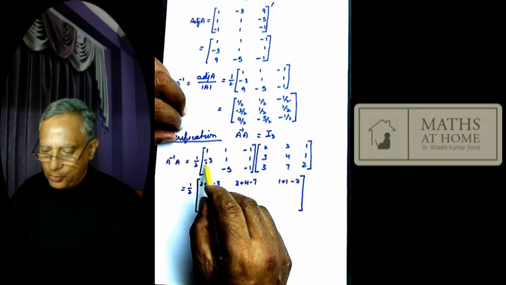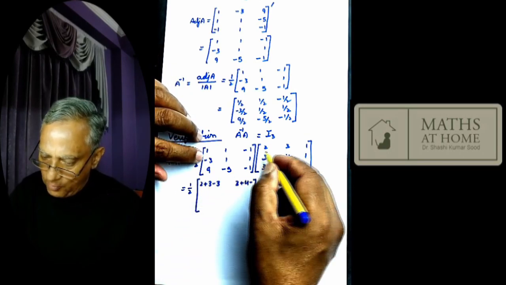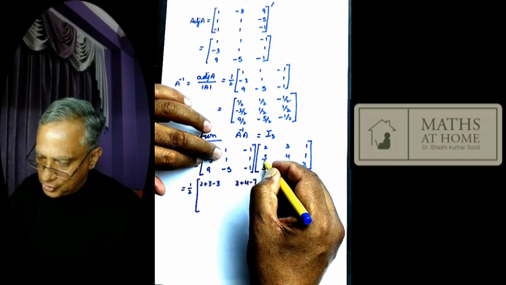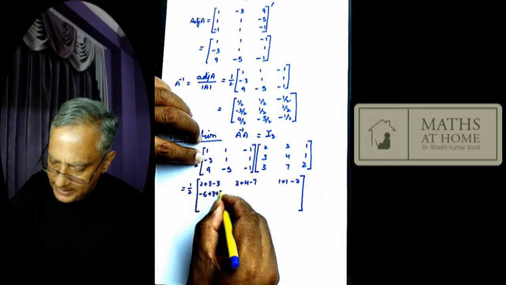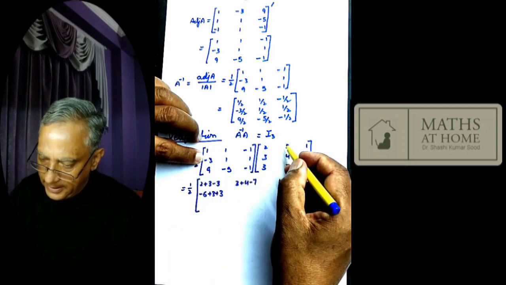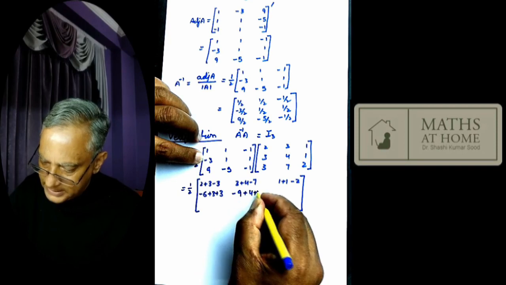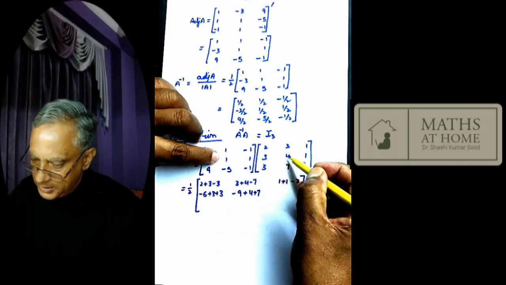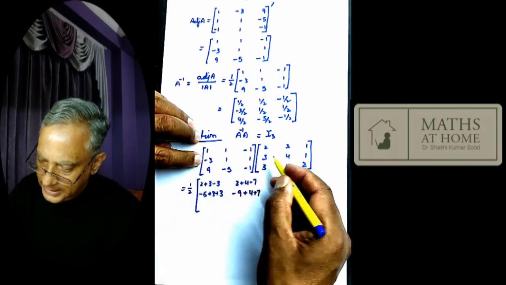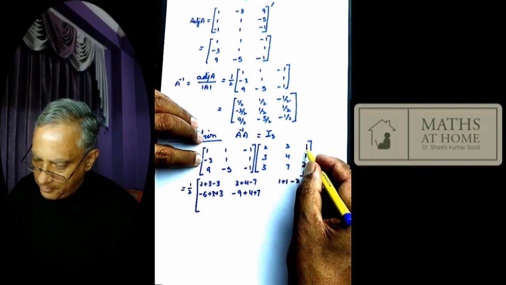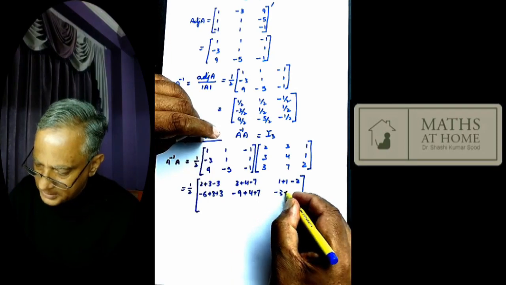Now we repeat the process with the second row. Second row into the first column, second column, third column. So the second row multiplied by the first column: minus 6 plus 3 plus 3. Now this multiplied by the second column: minus 9 plus 4 plus 7. Next will be this into the third column: minus 3 plus 1 plus 2.